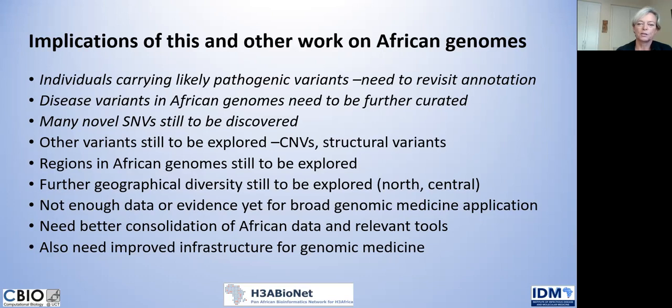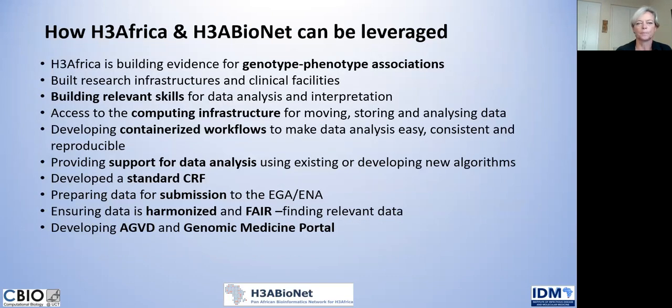So this was a small data set, but we need more data with additional phenotype data linked to it to inform genomic medicine. So we need to pull together all the African data that does exist and build better tools, and also to improve the infrastructure for genomic medicine, like how do you identify these, how do you build the evidence, what is the actionability, how do you determine that, how do you generate reports once you've done whole genome sequencing. There's a whole infrastructure around genomic medicine that has to be developed.